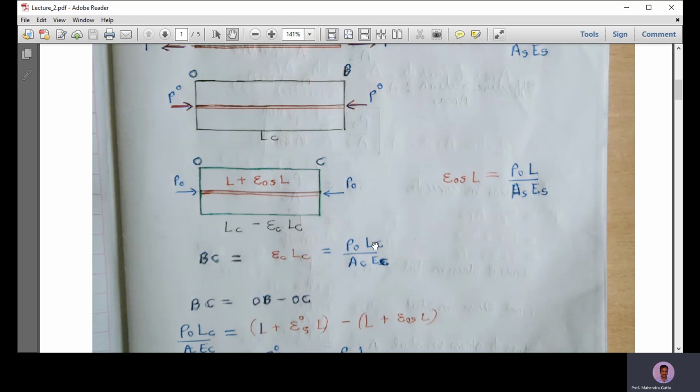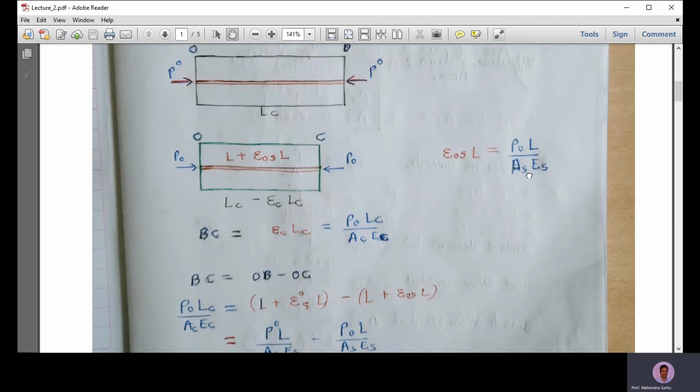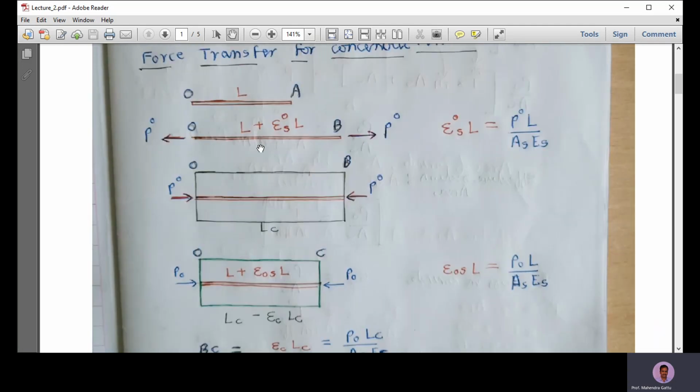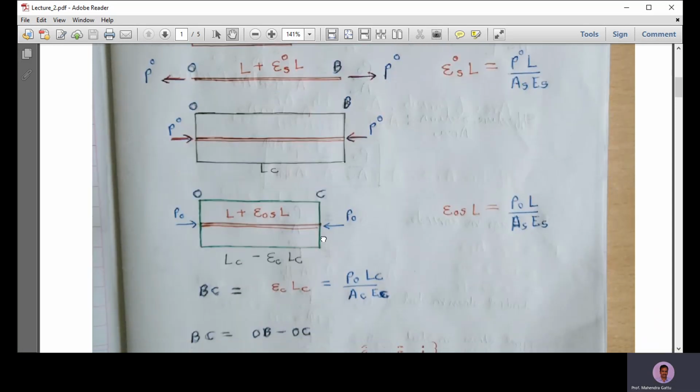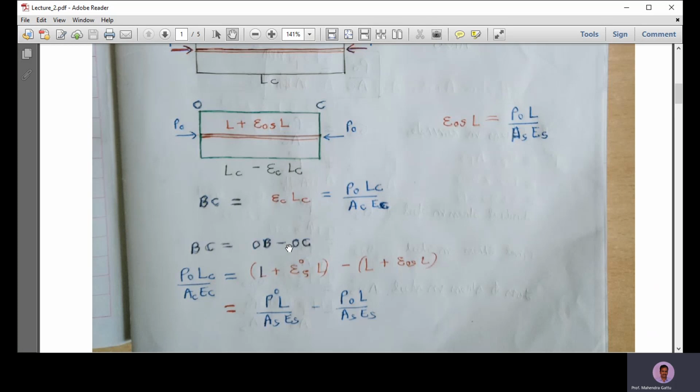So it will be P naught LC by EA, where EA refers to the concrete, A concrete and Young's modulus of the concrete. And we can get epsilon naught sL. It will depend on the force in the bar, so it will be P naught L by EA for the steel, so P naught L by ES AS. We see that the value of BC is equal to OB minus OC. So using that relation, we get BC is OB minus OC.